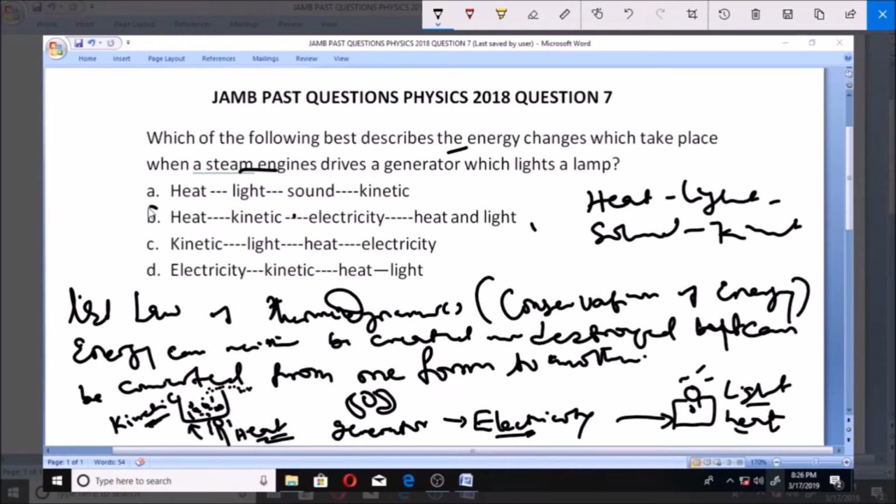So you see that option B is the right answer, because we start from heat. You heat the container in order to convert the water to steam. That's what a steam engine does. Then the water gets kinetic energy when it's going from water to steam because of the increase in temperature. Then the force of this steam in turning the shaft of the generator generates electricity, and this electricity is used to heat and light up your lamp. So option B is the right answer. Thank you very much.